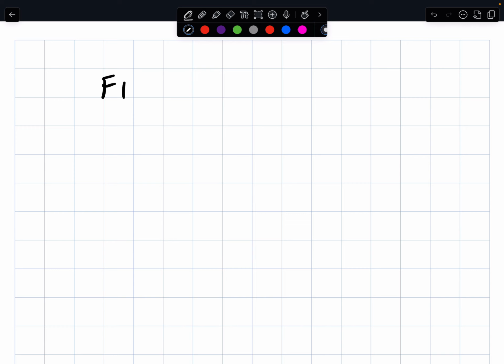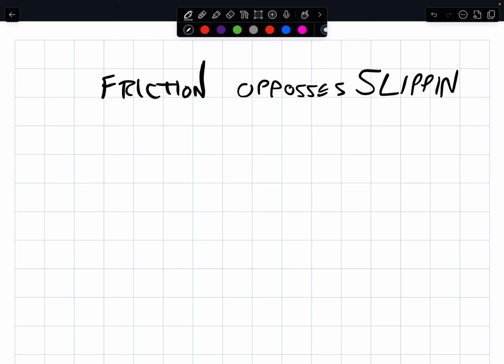Friction. So friction is a force that opposes slipping. Friction does not oppose motion. It opposes slipping between two surfaces that are in contact with each other. Friction makes motion possible. Think about friction between your tires and the road. That's a good thing, especially when it's snowing outside like it is now.